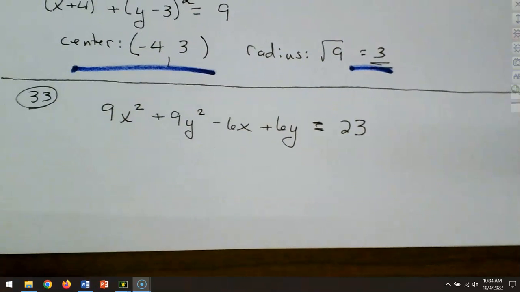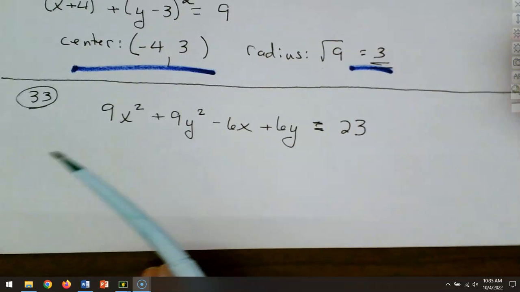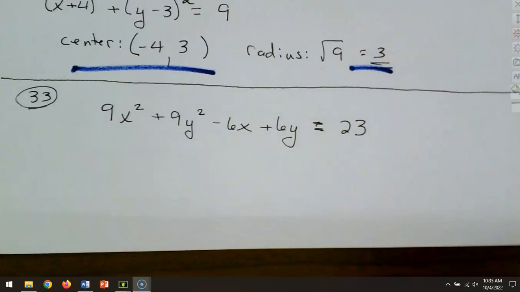Okay, now this one, we're going to have to make fractions. Whether we want to or not, we're going to have to induce these fractions. We never ever want a number in front of the x squared or the y squared. They're going to be the same number. They're always the same. If these are different, this would be an ellipse. And we don't cover ellipses in this course. That's more of a calculus thing. So these are going to all be the same.